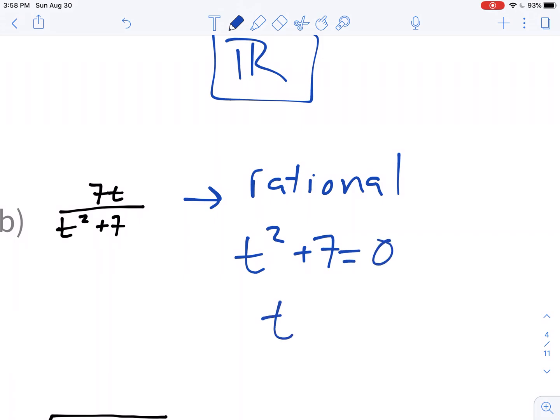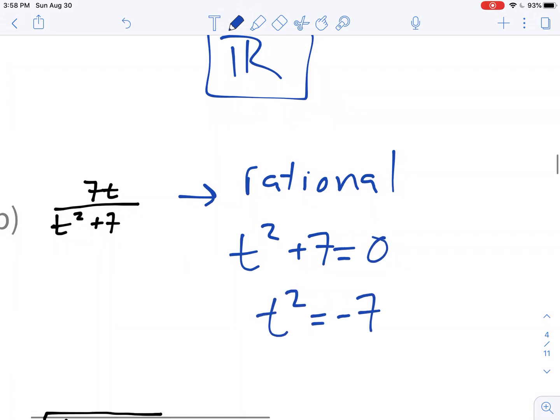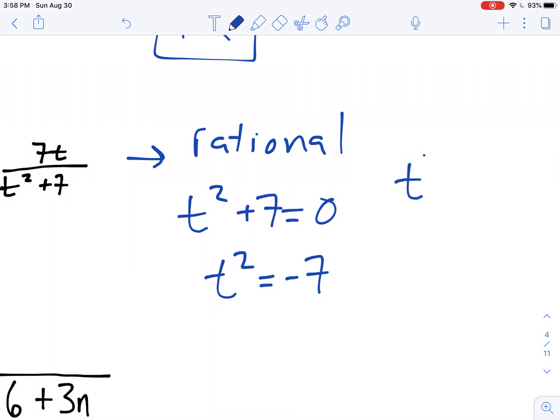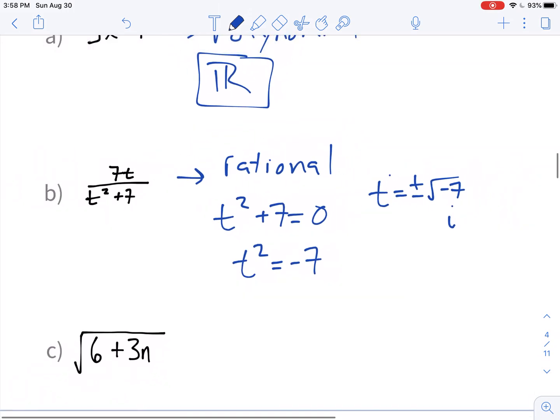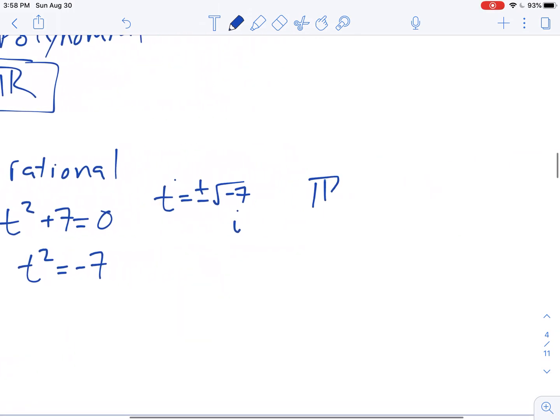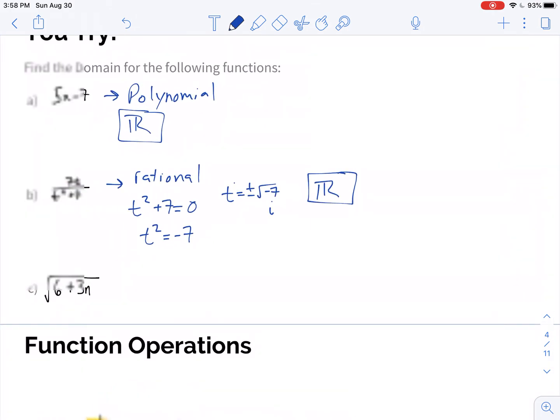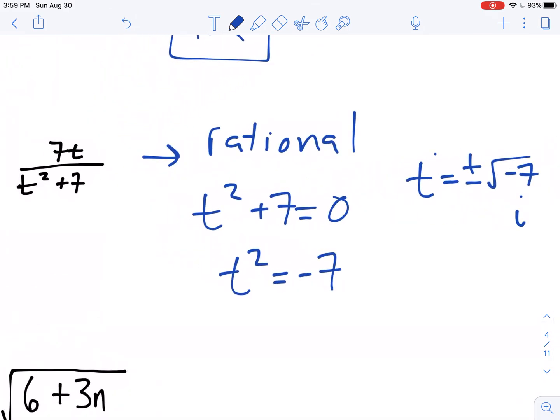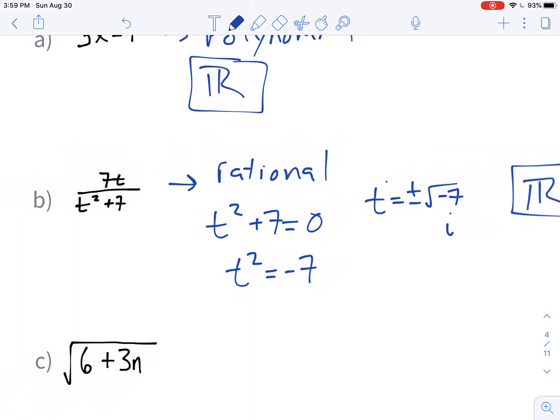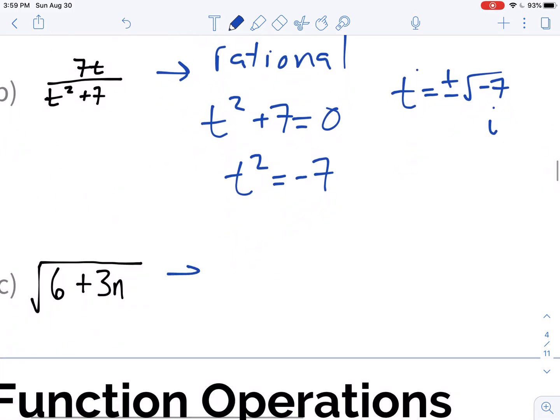I get t squared is equal to -7, and this one's a little bit tricky because if I take the positive or negative square root of -7, I would get an imaginary number that doesn't exist. So this one actually ends up being all real numbers as well. This is a special case. If you guessed all real numbers on that, you got lucky, but here that's actually all real numbers because there's not a single number on the planet that's going to make that denominator equal to 0. Then finally, for C, I've got a radical function.